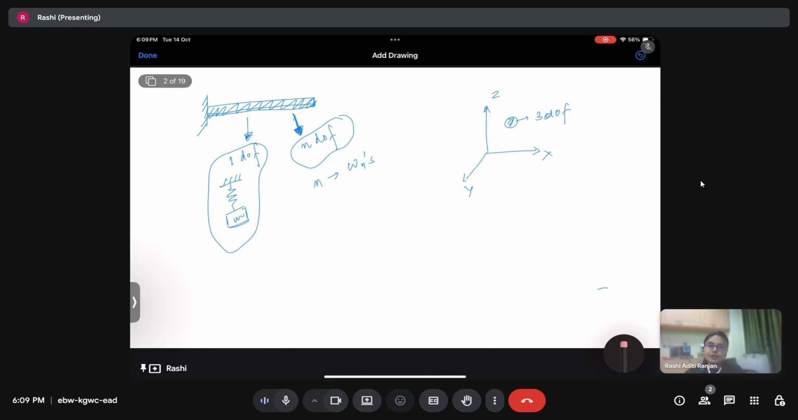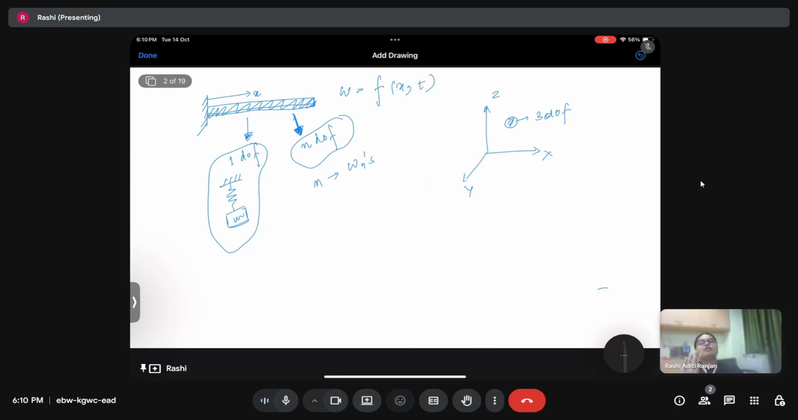Now, in case of a continuous system, we consider every single part of this beam and we write an equation which will be a partial differential equation, right? And it will depend upon time, it will depend upon x. So we say that the movement W is going to be a function of x and t, where x is the distance from this end.